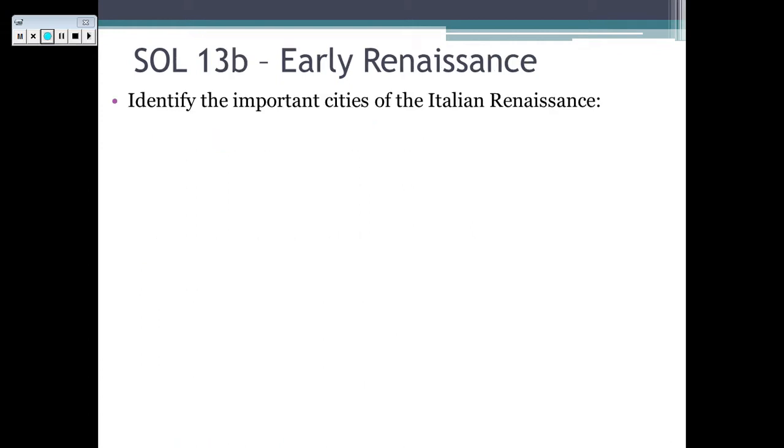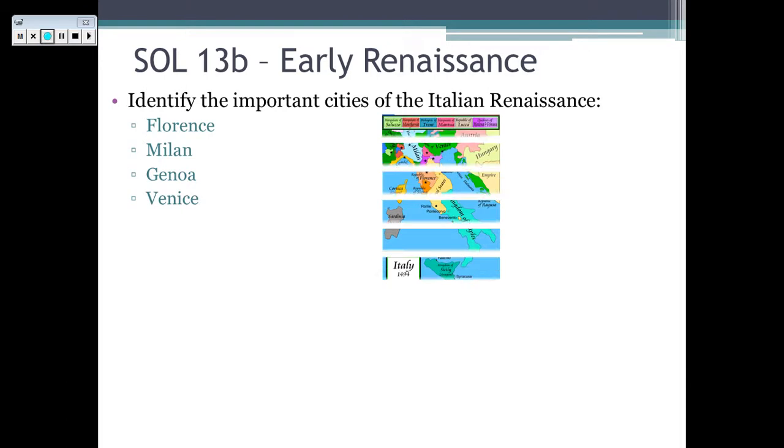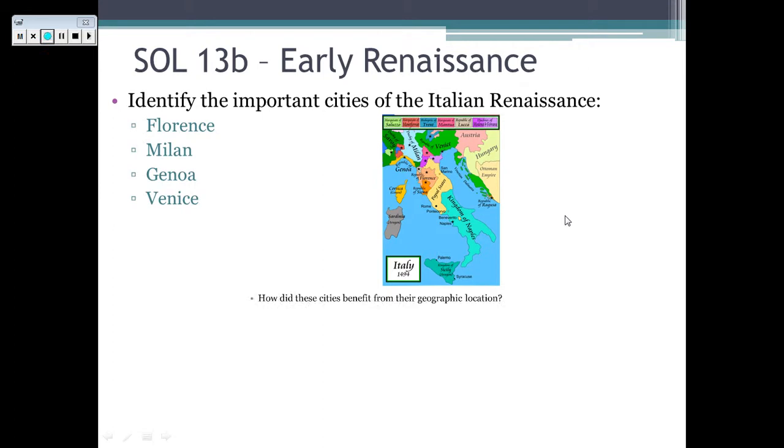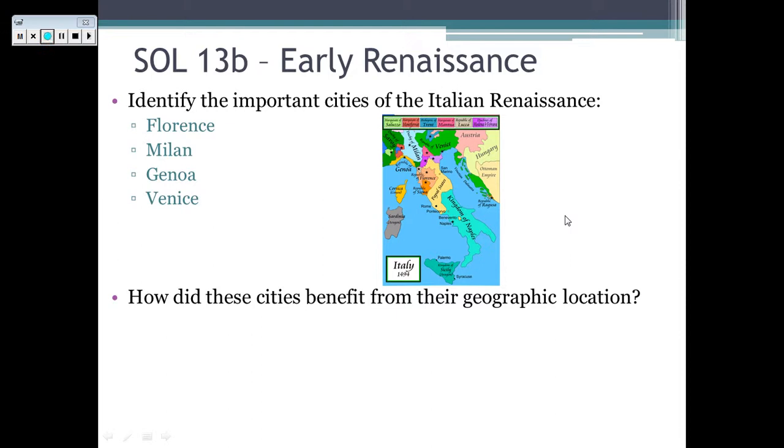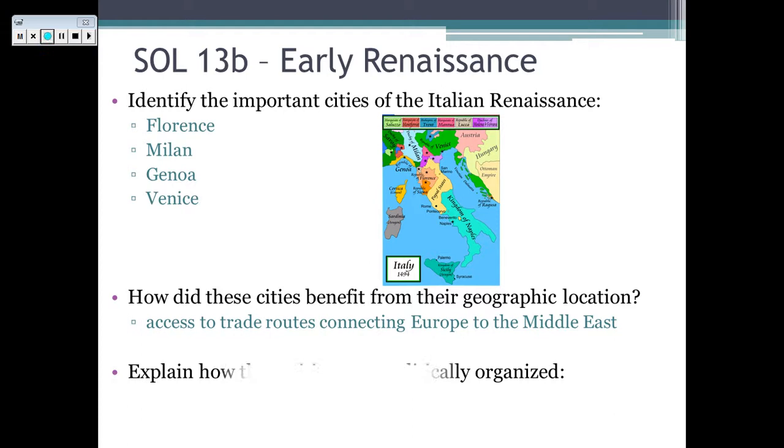And important cities of the Italian Renaissance were Florence, Milan, Genoa, and Venice. As you can see up there in the north. Alright, and these cities benefit from their geographic location, their access to trade routes connecting Europe to the Middle East, obviously, as we've said, with the Mediterranean Sea nearby.